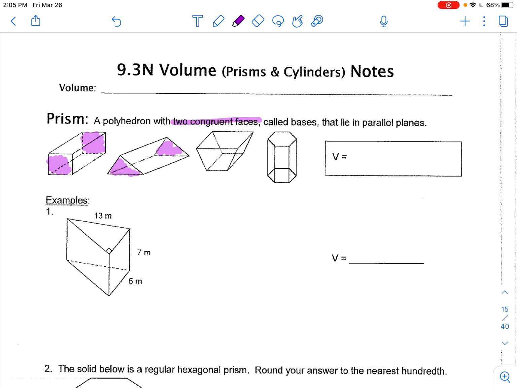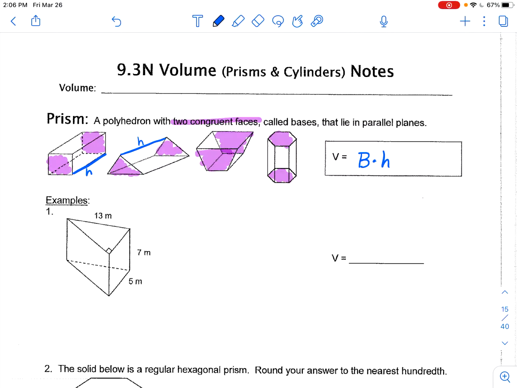This one's a little trickier. It's the front and the back on this trapezoidal prism, and we have a hexagon on top and bottom on this hexagonal prism. So the volume is just the area of the base, which I've highlighted in each of these, times the height of the figure. So the height would be this guy.